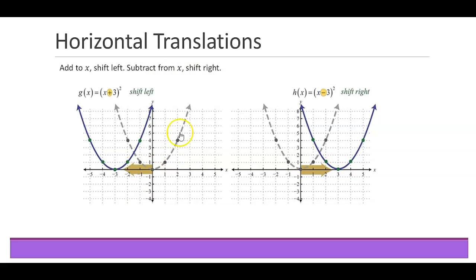So here we have a graph again of our parent function, y equals x squared. And if we're trying to graph the quantity x plus 3 squared, then since that plus 3 is inside with the x, we're adding to x, everything is going to shift left 3 units. And on this graph on the right, h of x is the quantity x minus 3 squared. So again, that minus 3 is with the x inside of parentheses being subtracted, so everything is going to shift to the right 3 units.